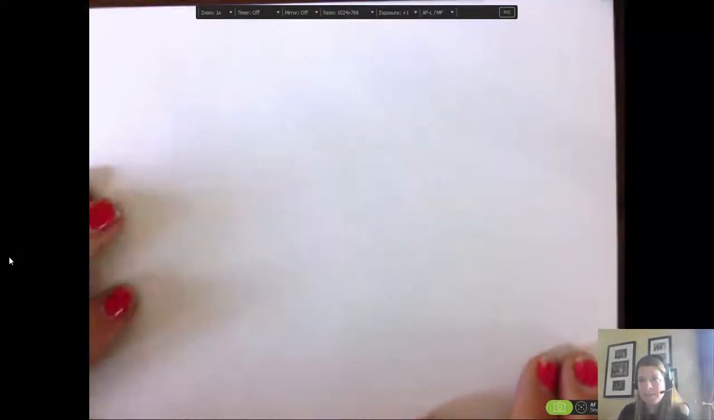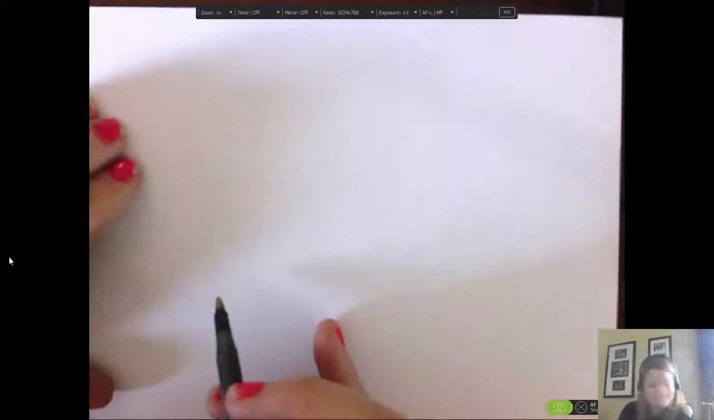This camera works really well because it shows like every flaw in my nail polish. Any little thing is going to show it.